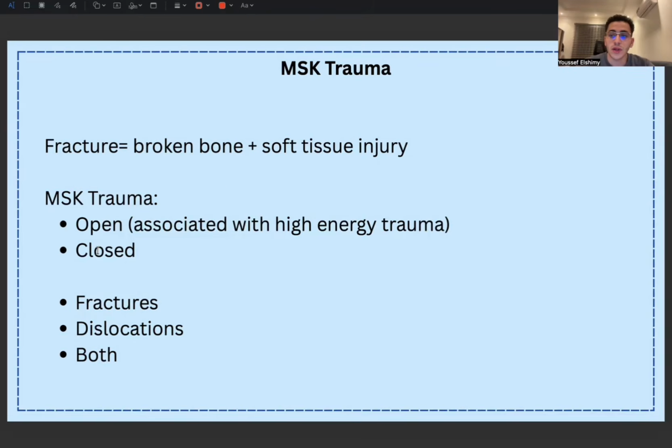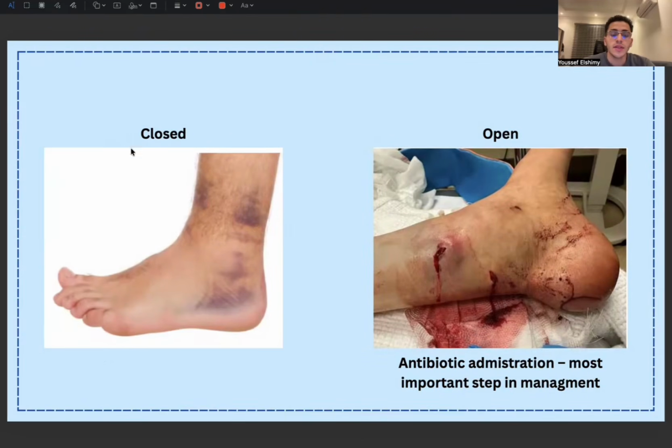Then we have the closed trauma, in which the skin is still intact, but you could have extensive soft tissue injury as well as fractures. So we can divide MSK trauma into fractures, which means breaking the bones. We can divide it into dislocations, which means that there's displacement of the bone from its original location. And we can have both, in which there's fracture and dislocation. Usually this requires a lot of energy because not only are you breaking the bone, but you're displacing it from its normal position.